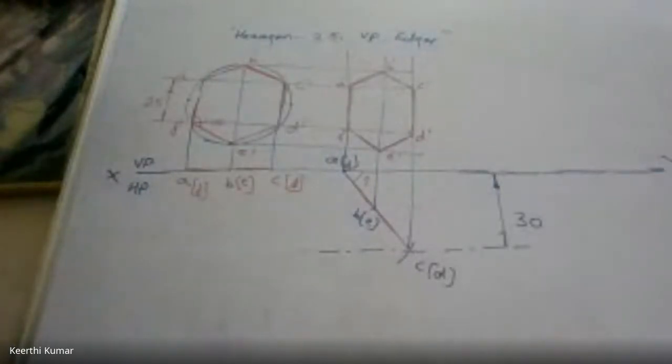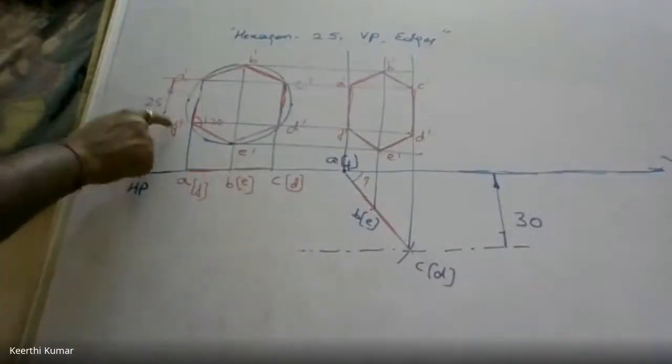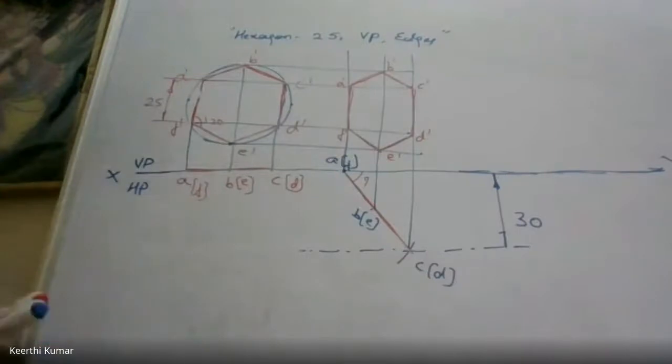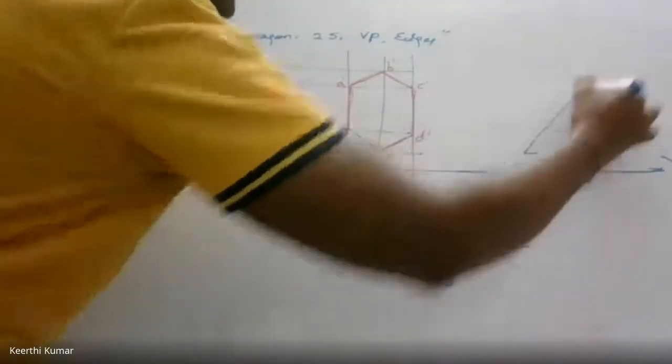Now you go for the HP. What is the condition with respect to HP given? With respect to HP, he has given 30 mm to VP and the side on which it rests is 45 degree to HP. It is resting on what side? The side on which it rests, that is AF. This is 45 degree to HP. So what I'll do? I'll take parallel line. I'll draw 45 degree line.